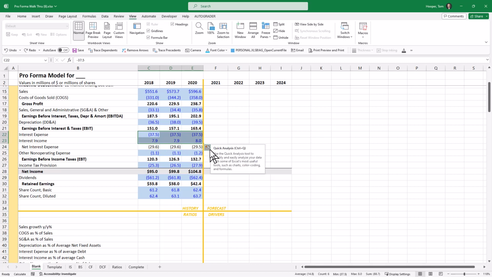It's tempting to use that in this model when we're trying to calculate our interest expense as a percentage of debt or our interest income as a percent of average cash. Those two numbers, they're interest rates. They're the rate that this company appears to be paying on its debt and the rate that it appears to be earning on its cash. Let me jump over to a personal finance example just to make this clear.